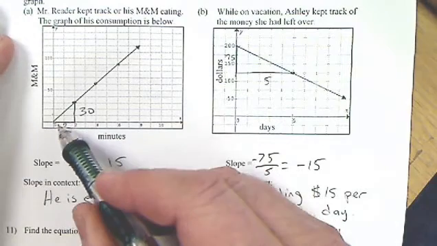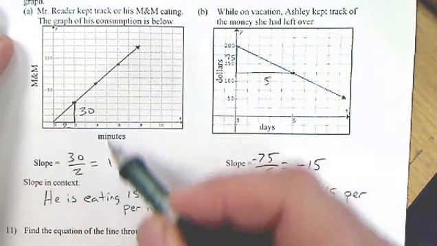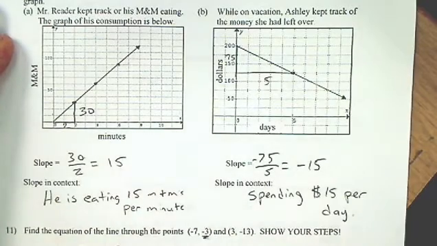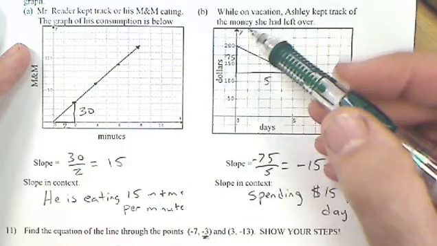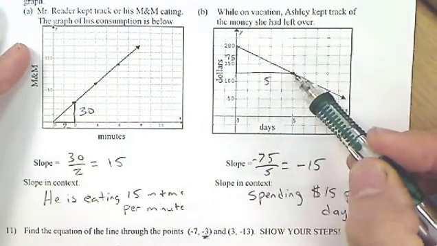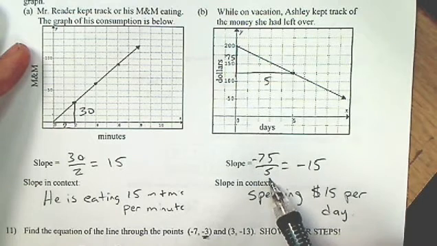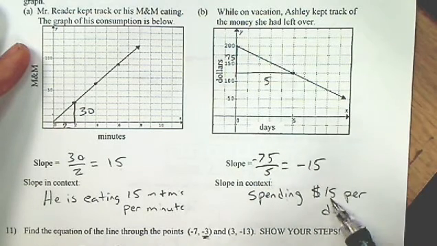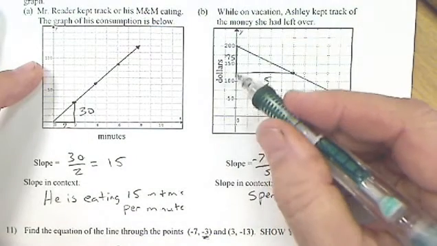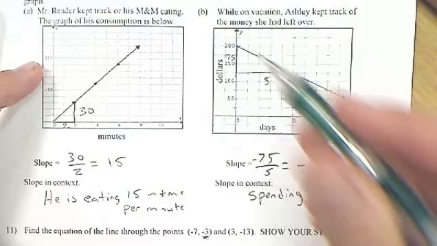Rise is 30, runs over 2. So that's 30 over 2, which is 15. He is eating 15 M&Ms per minute. This one's going down 75 and over 5. So it's -75 over 5, which is a -15, spending $15 per day. These are all going by 25s. So it's 25, 50, 75.